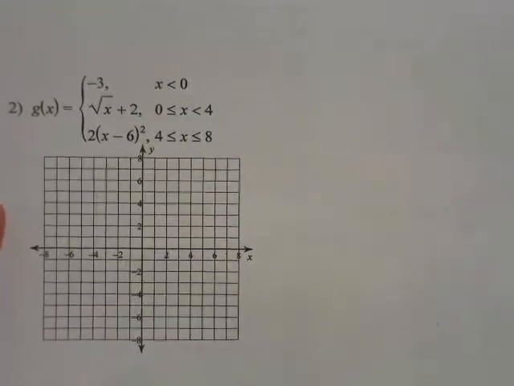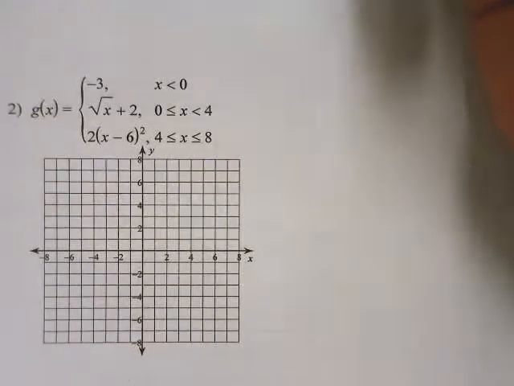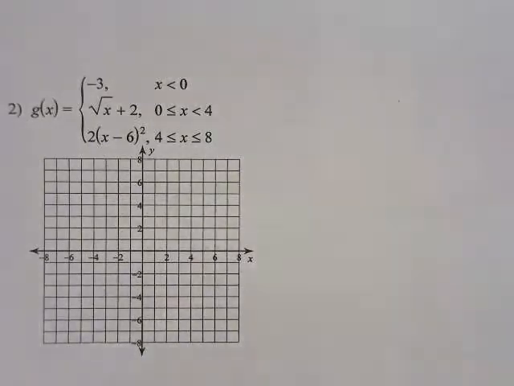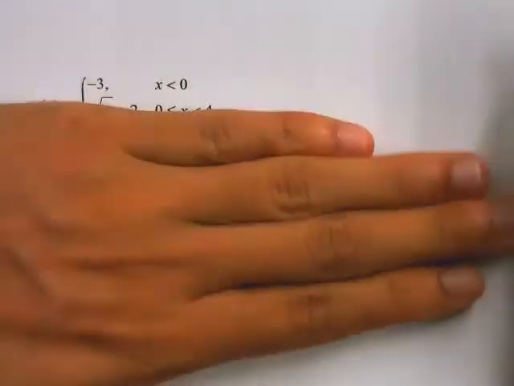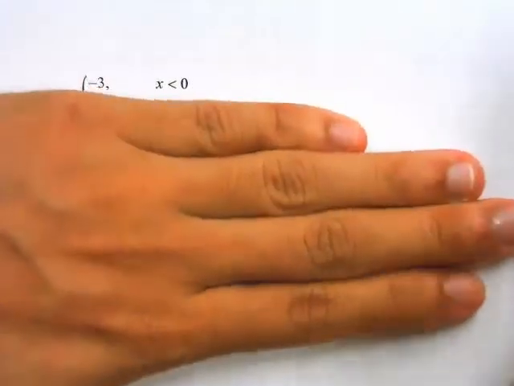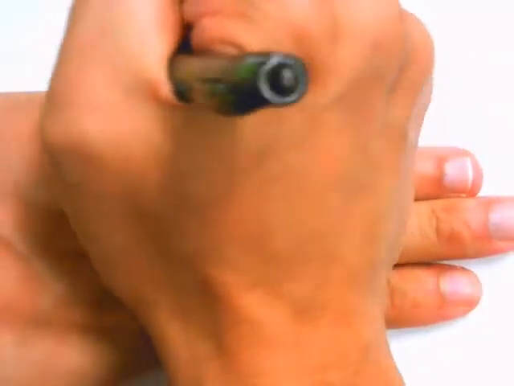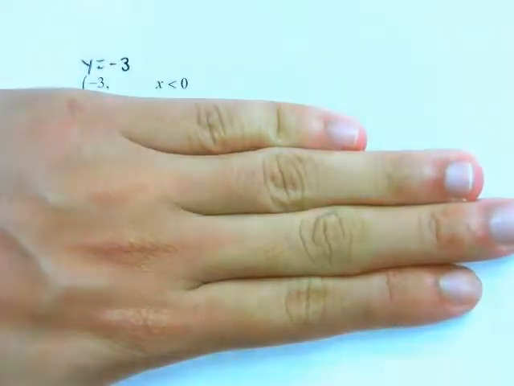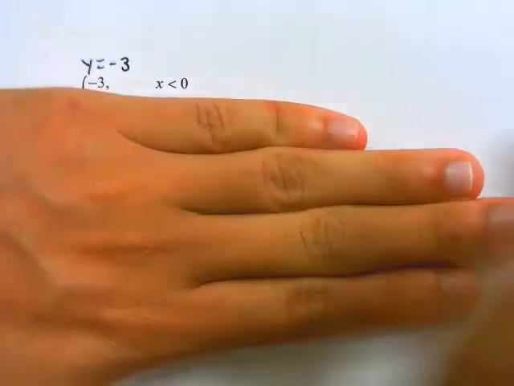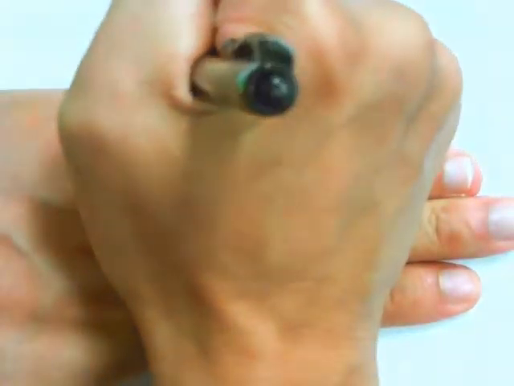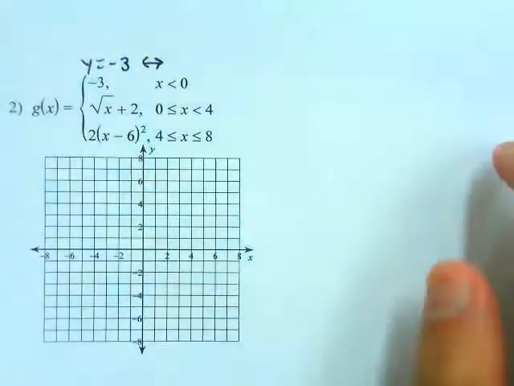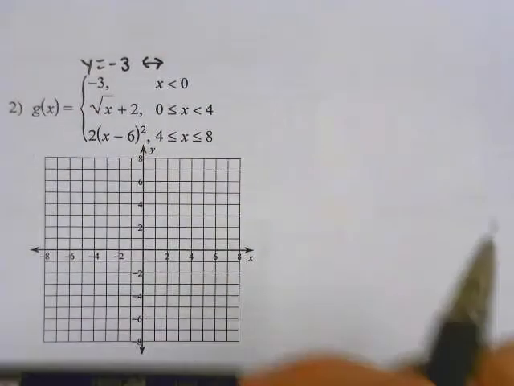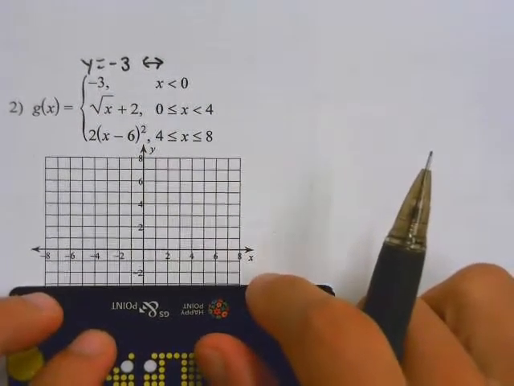Okay, number 2. We have 3 different functions and we only want pieces of it. So let's just start with the first one over here. Negative g of x is equal to negative 3. Remember, this is the same thing as y equals negative 3. If we have y equals negative 3, this is going to be a horizontal line. So let's go draw that horizontal line first at the negative 3, which is hopefully over here.